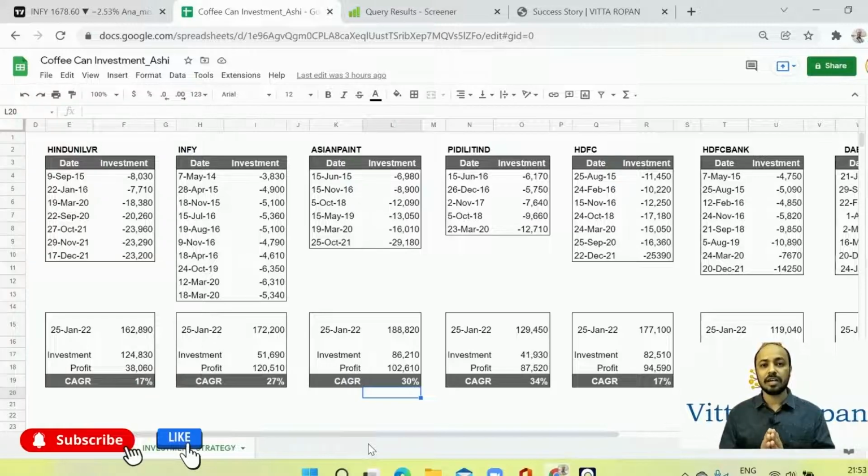As far as ROC is concerned, that is not applicable to the financial sector, that is banking, insurance and the AMC sector. So that is why I have chosen the market leader from those sectors and added them to our list of companies for our coffee can investment, which I have shared in the description box as an Excel sheet. Also, you can start investing and building your coffee can investment.